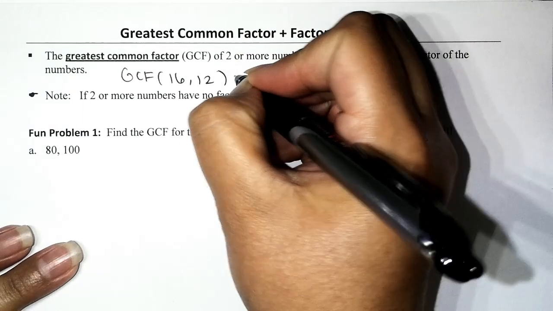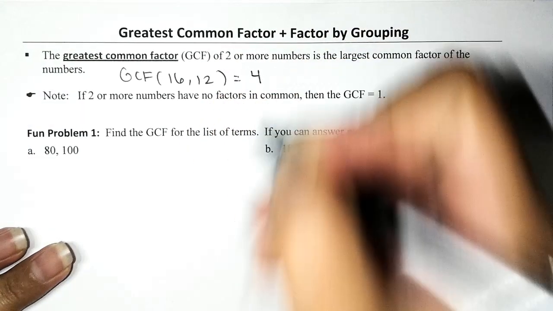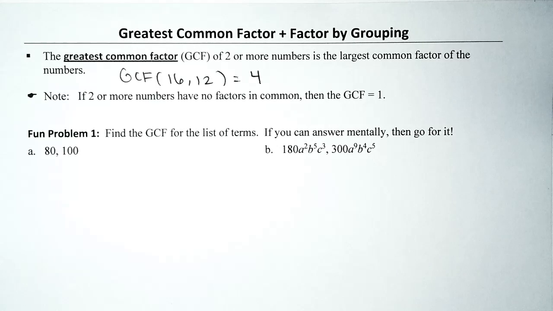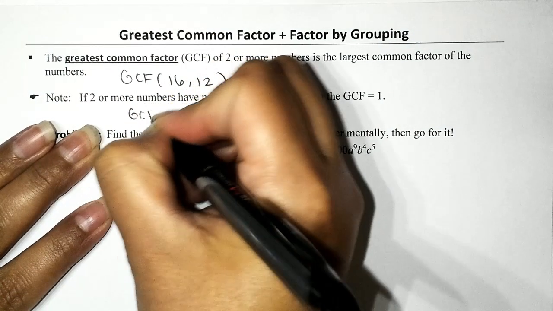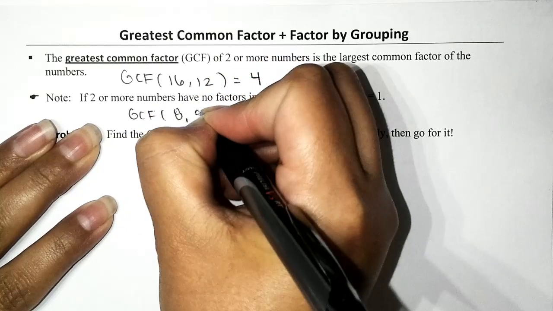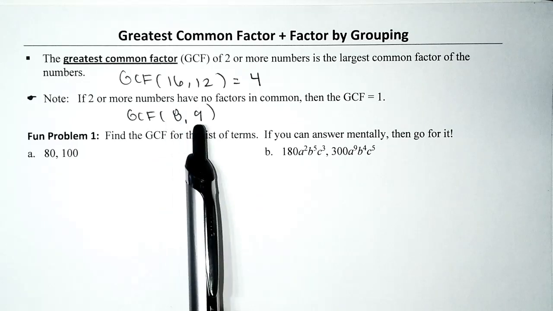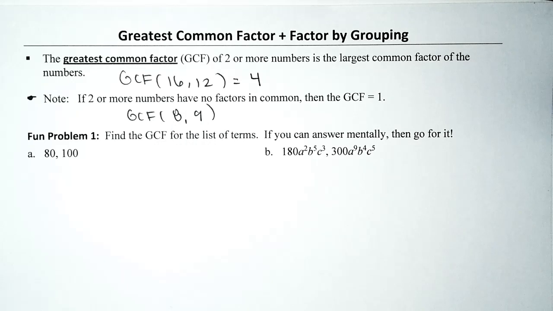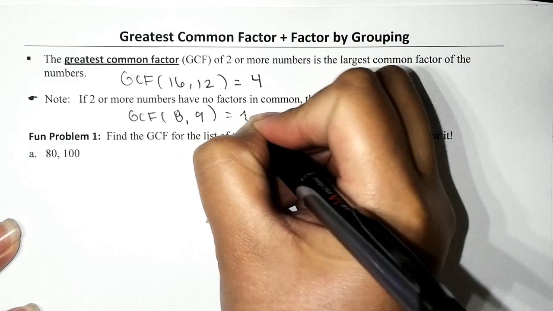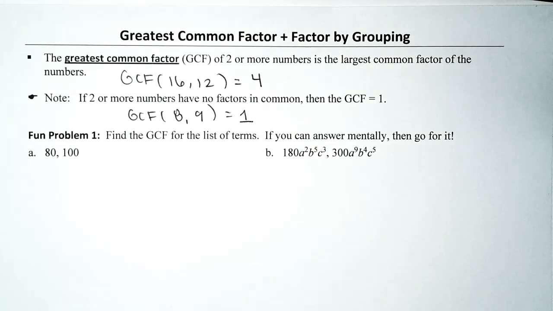The biggest number that goes into 16 and 12 is 4. 4 is the largest factor common to 16 and 12. What if I say, quick, what's the greatest common factor between 8 and 9? In English, what's the biggest number that goes into 8 and 9? Nothing. When it appears that the numbers don't have any factors in common, then the GCF is 1, because 1 is a factor of everything.